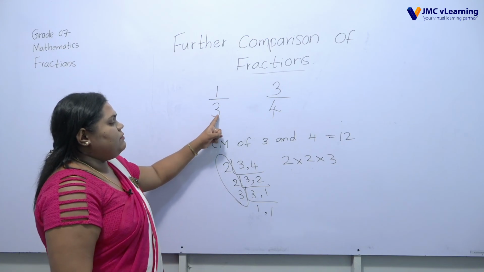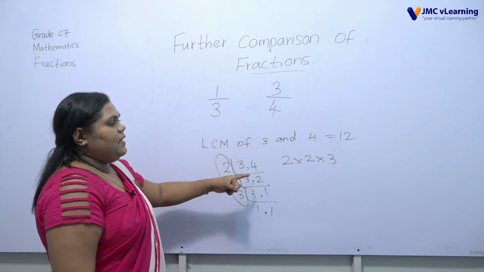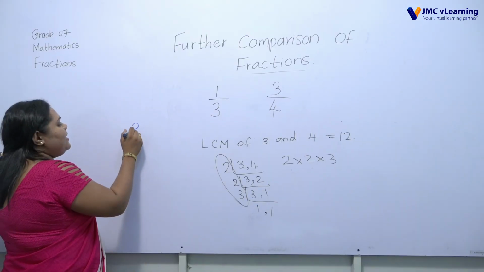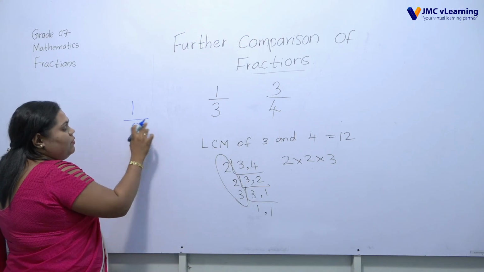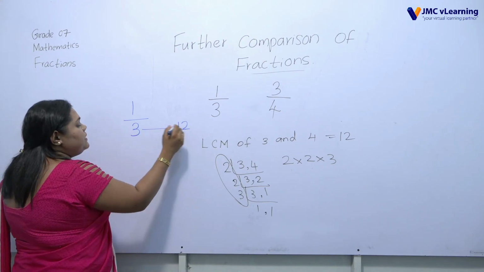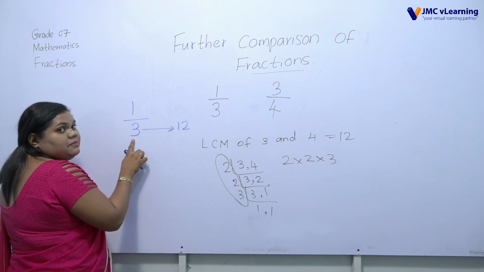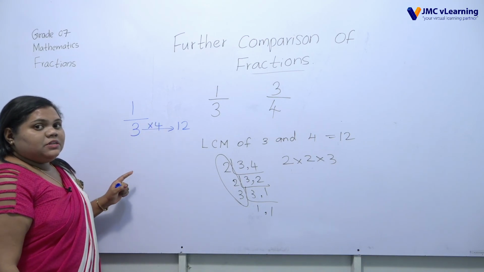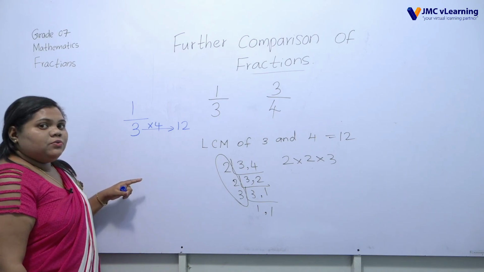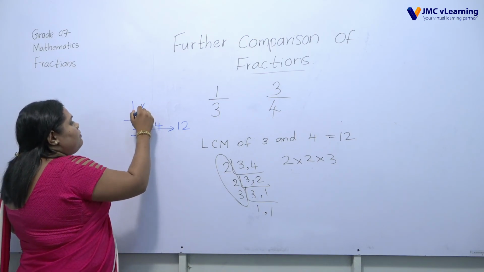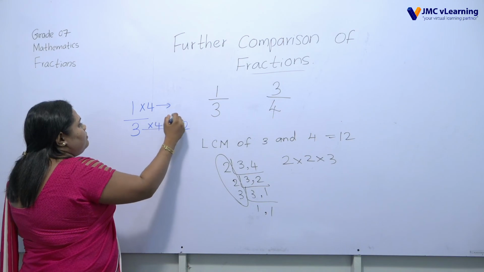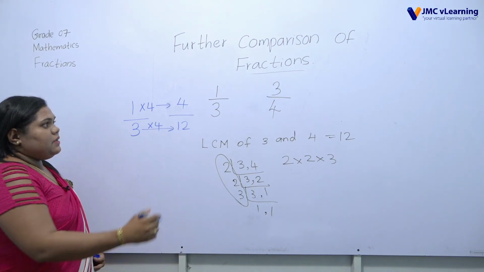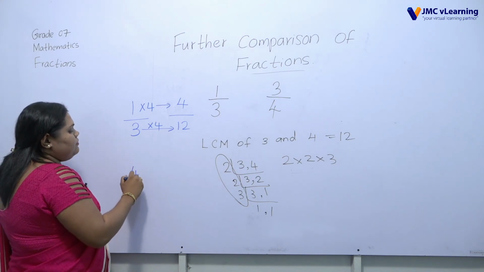Now you want to convert this 3 into 12 and this 4 also into 12. Now this 3 we want to convert into 12, no? It means we multiply this 3 by 4. And if we do something to the denominator, the numerator also needs the same thing. It means this 1 also is multiplied by 4. So what is the answer? 4 out of 12.